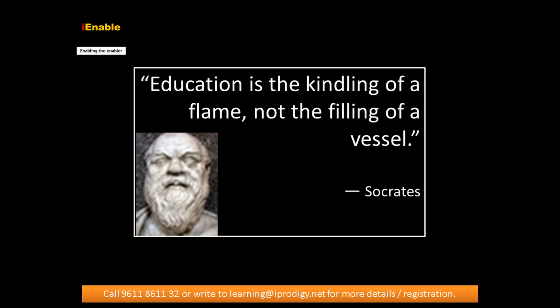So in short, the reason for bringing iEnable into being is to light 1,000 lamps which can kindle 1,000,000 lives. And that is what it has been. That is what it is going to be going forward.